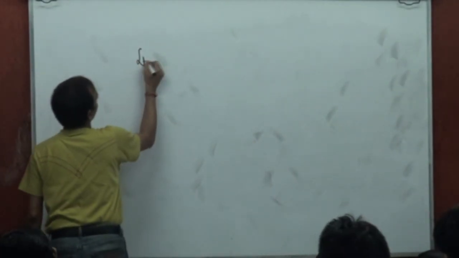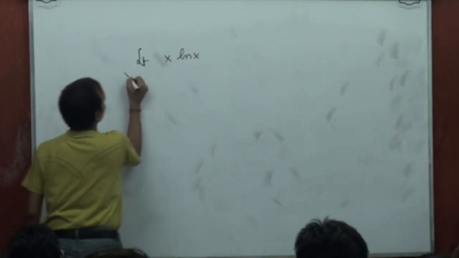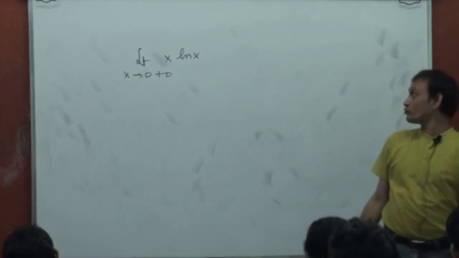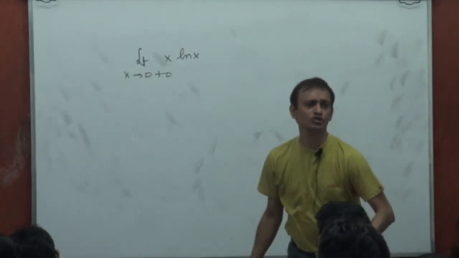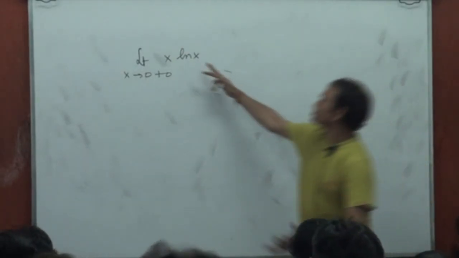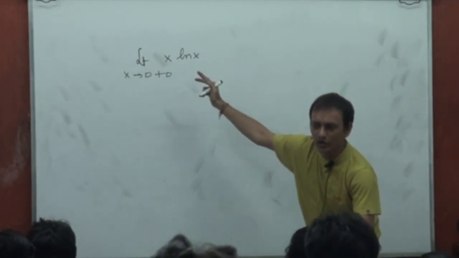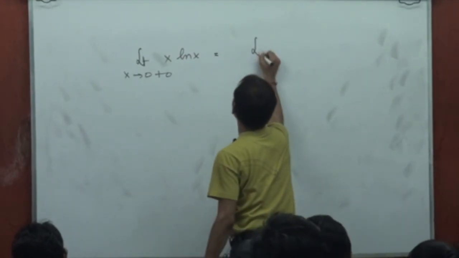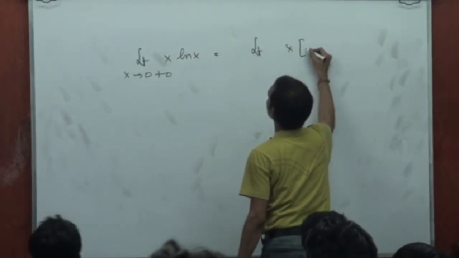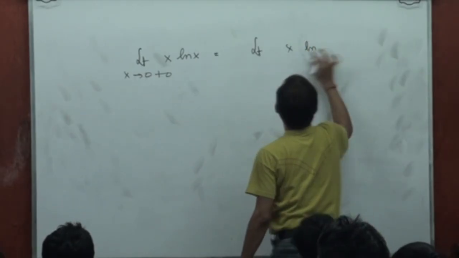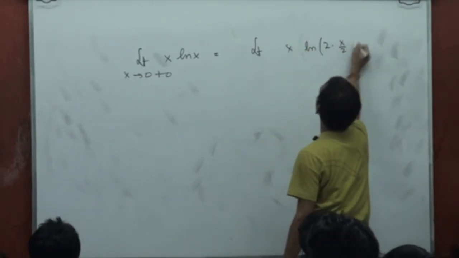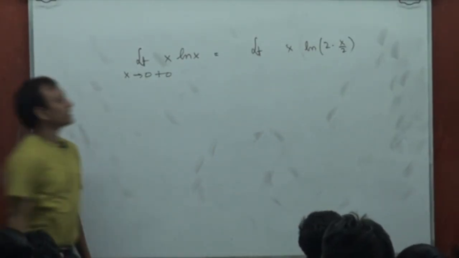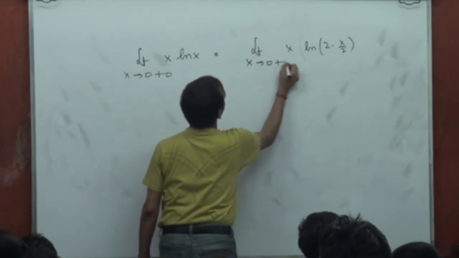Let me say limit x ln x as x tends to 0 from the greater than 0 side. Obviously as x tends to 0 from the less than 0 side, it does not even exist, because to the left of x equal to 0, ln x is not even defined, right? This I can write as limit x into ln of 2 into x by 2, as x tends to 0 from the greater than 0 side.